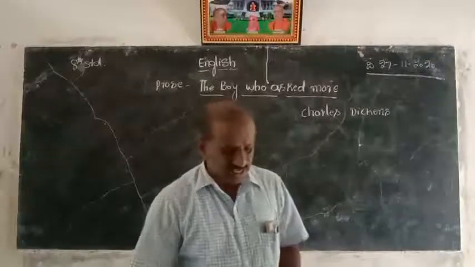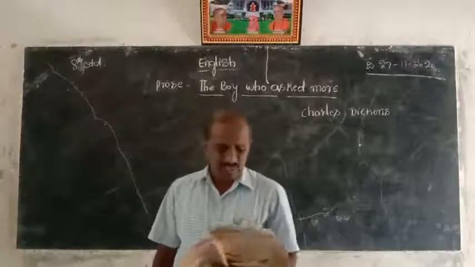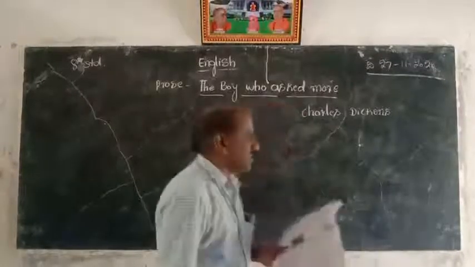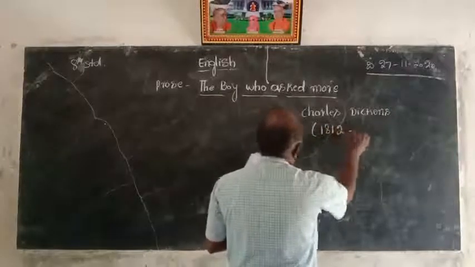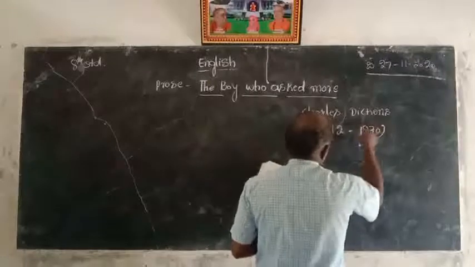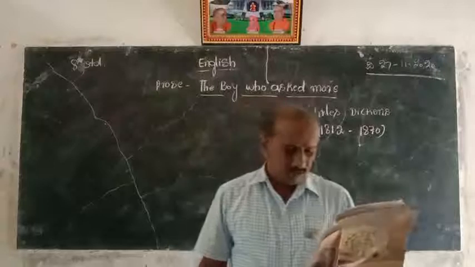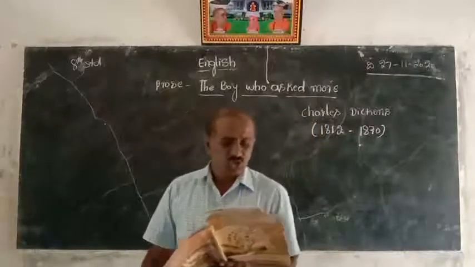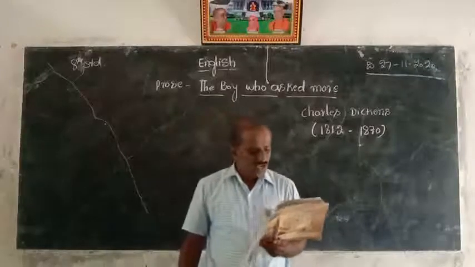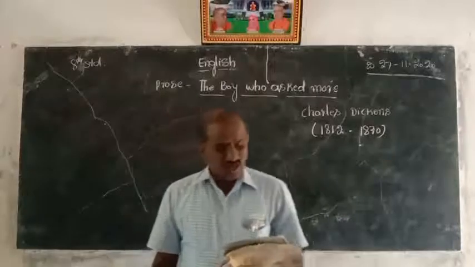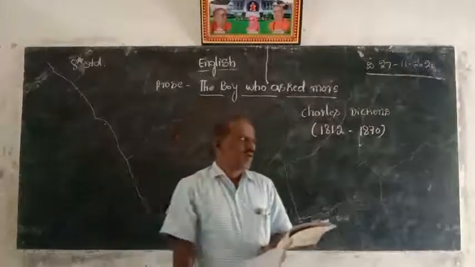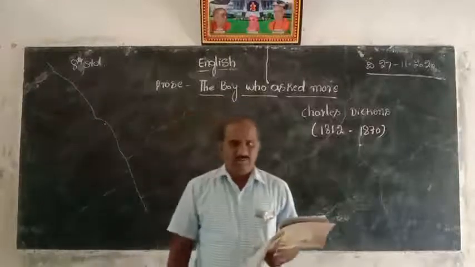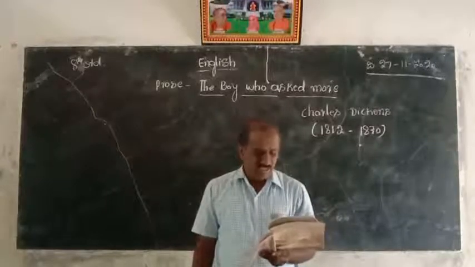So before starting the lesson, let's see a short introduction about the author. Charles Dickens was born in 1812 and died in 1870. In that period, he was on this earth. The greatest Victorian novelist is known for his attacks on social evils like child labor and institutional cruelty. He was a Victorian novelist, so he was alive in the period of Queen Victoria. That's why he was called a Victorian novelist.